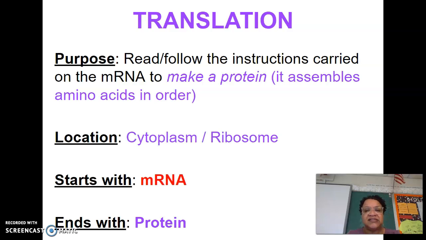The second step in protein synthesis is called translation. The purpose is to read or follow the instructions carried on the messenger RNA to make a protein. It assembles the amino acids in order. So translation is located in the cytoplasm, specifically on the ribosome. We start with messenger RNA and we end up with a protein.